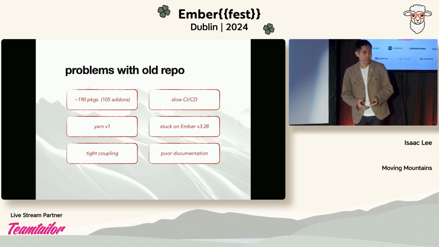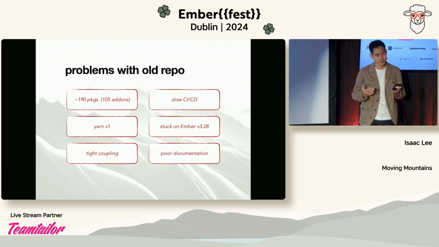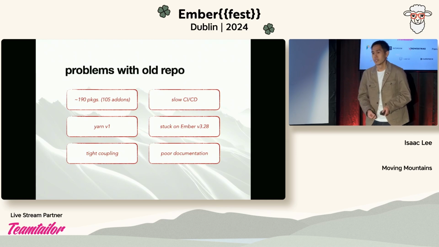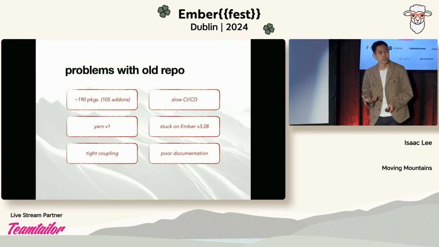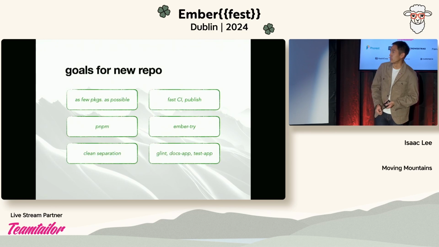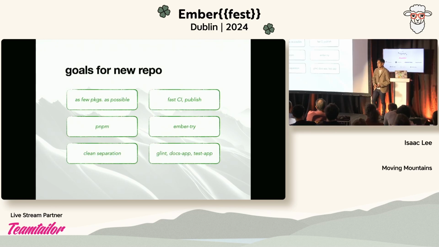Up until 2 years ago at Clark, we were having several issues because we had too many packages. We couldn't move forward with introducing Ember version 4, version 5, Glint, Embroider app, and V2 add-ons. So I decided we have to escape. I'm going to create a new repo where we can do things right.